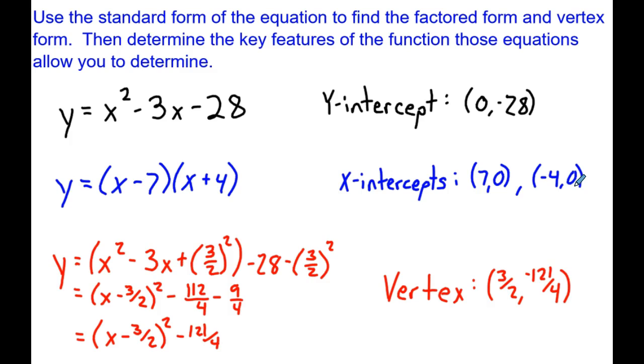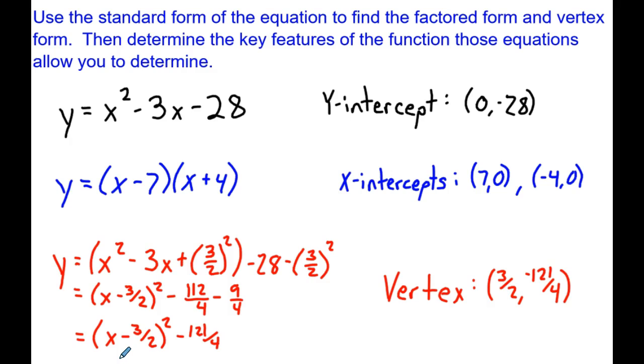Then the last one is identifying the vertex. So we use completing the square to get it into vertex form. The value we have to add is 3/2 squared, which means we have to subtract that later on. This factors into x minus 3/2 quantity squared. I know 3/2 squared is going to become 9/4, so I have to get a common denominator, multiply this by 4/4. So I have -112/4 minus 9/4, which becomes -121/4. Now I have it in vertex form.